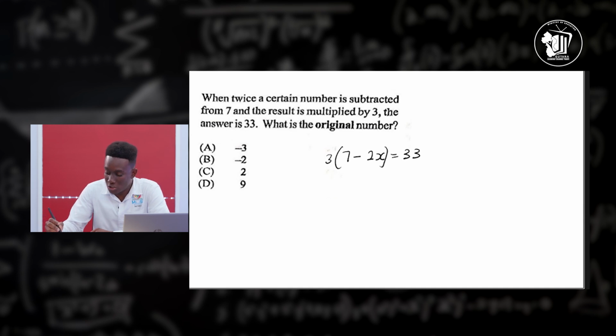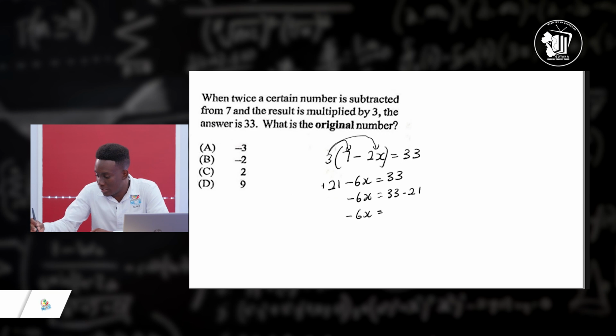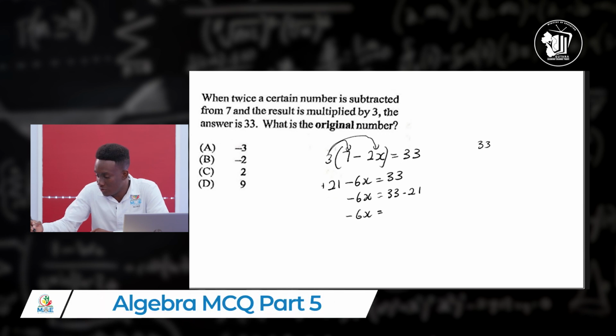So we want to find what is the original number, meaning we want to find the value of x. So we can distribute this 3 throughout here to get rid of the brackets. 3 times 7 would be 21. 3 times negative 2x would be a negative 6x is equal to 33. So negative 6x, so this 21 is added, we will subtract. This will be equal to 33 subtract 21. Remember, we don't have a calculator, so 33 subtract 21 will give me 12.